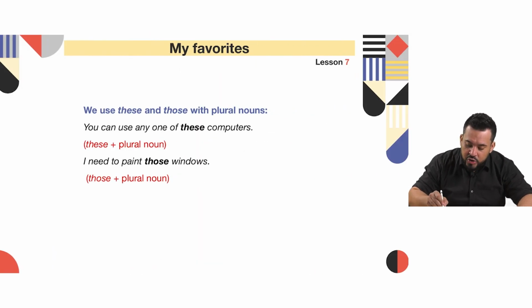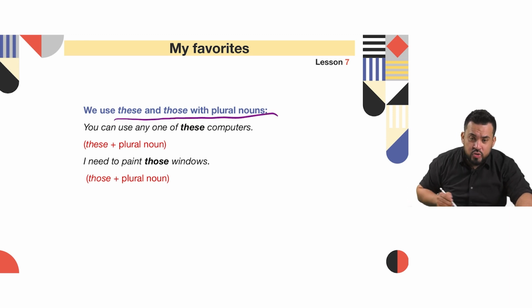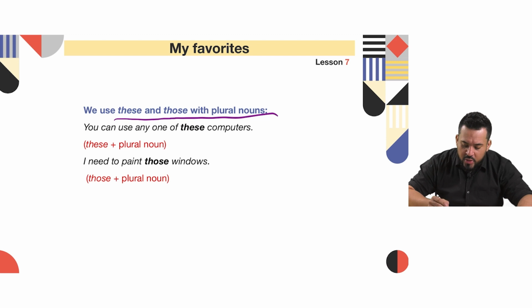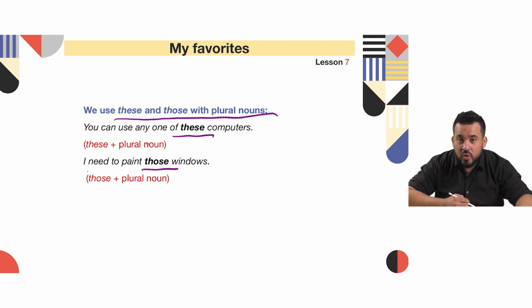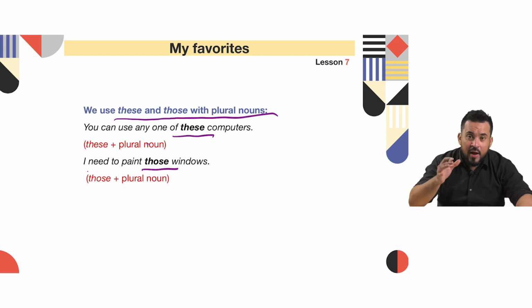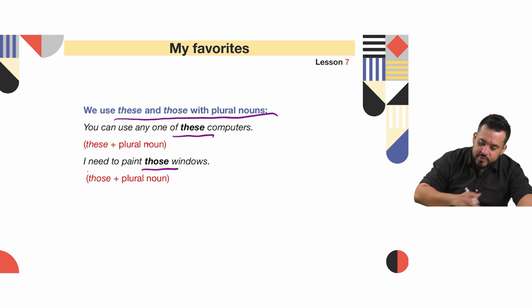These and those are used with plurals only. You can use any of these computers. Computers is plural. I need to paint those windows. Windows, plural. I need to paint those windows.